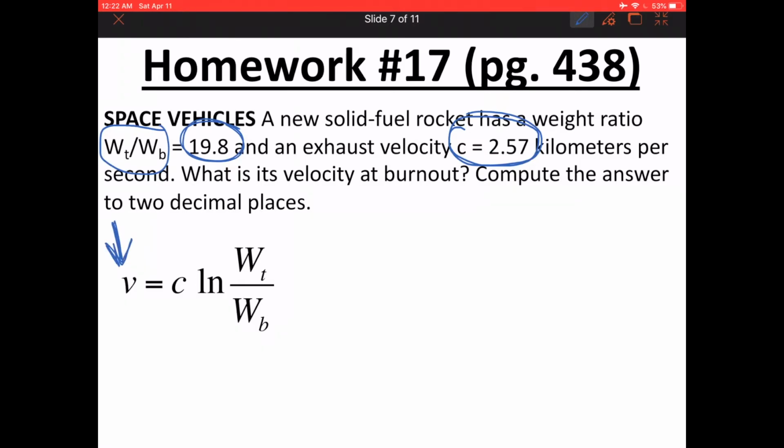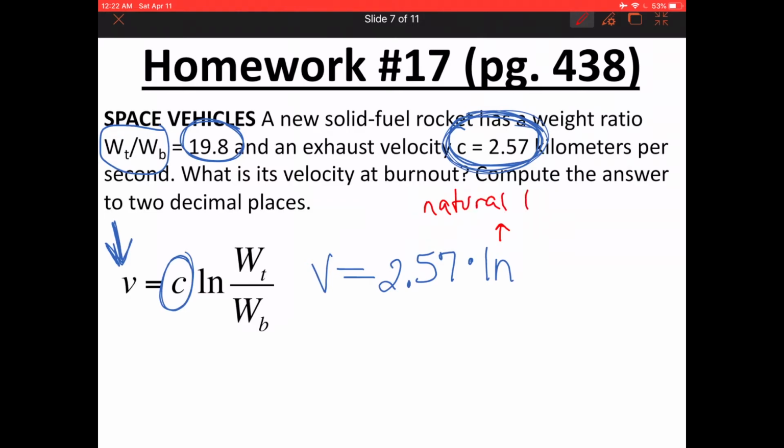So here's our equation for velocity at burnout. So all I need to do is fill this in. I put V equals my letter C. They tell me right in here in the problem. So I can just put 2.57 times ln. Remember, ln is just my natural log. Okay, so when we say ln, we mean natural log. And in your calculator, it is next to the number 4, okay? So that ln symbol is just to the left of the number 4 in your calculator.